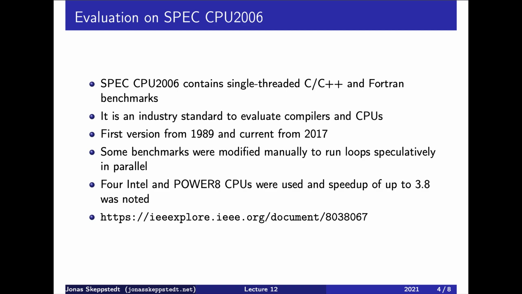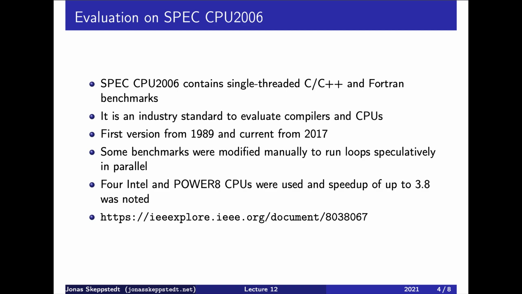In other studies, it's more important to see how a certain algorithm or a certain implementation actually performs. But to evaluate how well we can do speculative parallelization using hardware transactional memory, it's better to do this by hand. Okay, so which benchmarks were used? It's a benchmark suite called SPEC CPU 2006. SPEC is an industry consortium for evaluating the performance of CPUs and compilers.